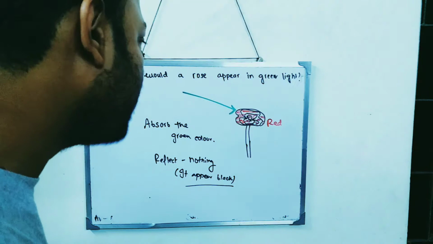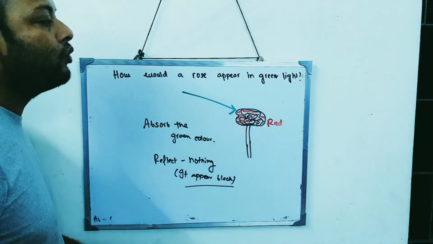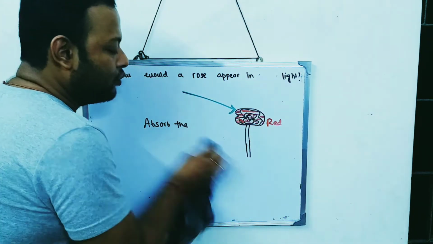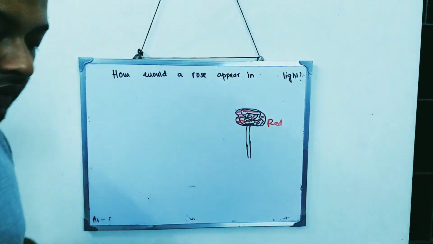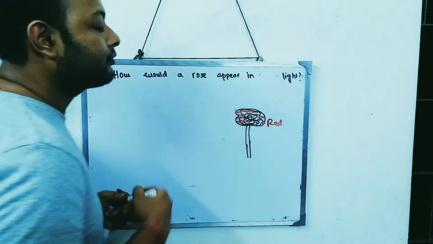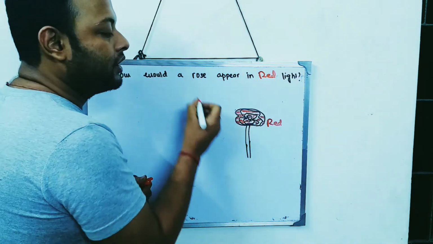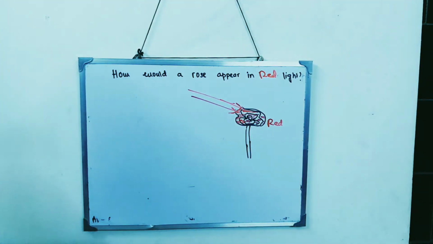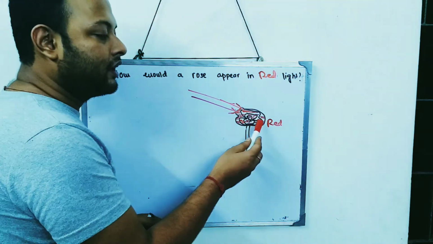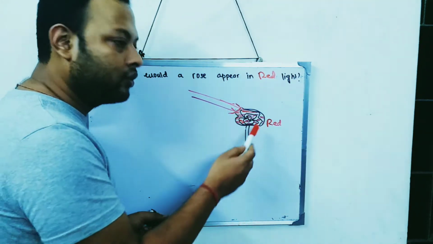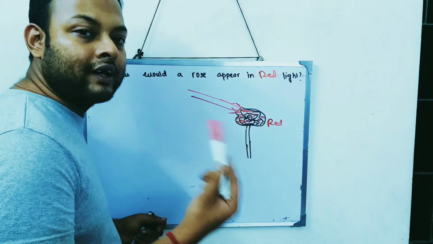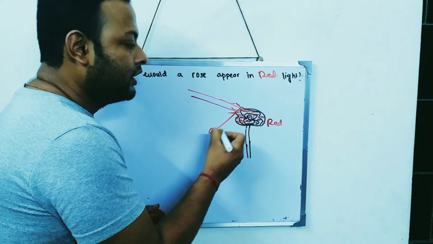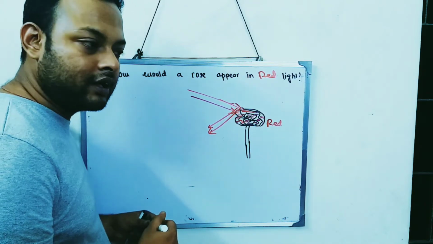Similarly, if I change the question a little bit, how would a rose appear in a red light? The answer is very easy. This red light is coming. How would the red rose appear? See, it is very easy. The red rose will only reflect the red color. Since red color is coming, it will reflect the red color.